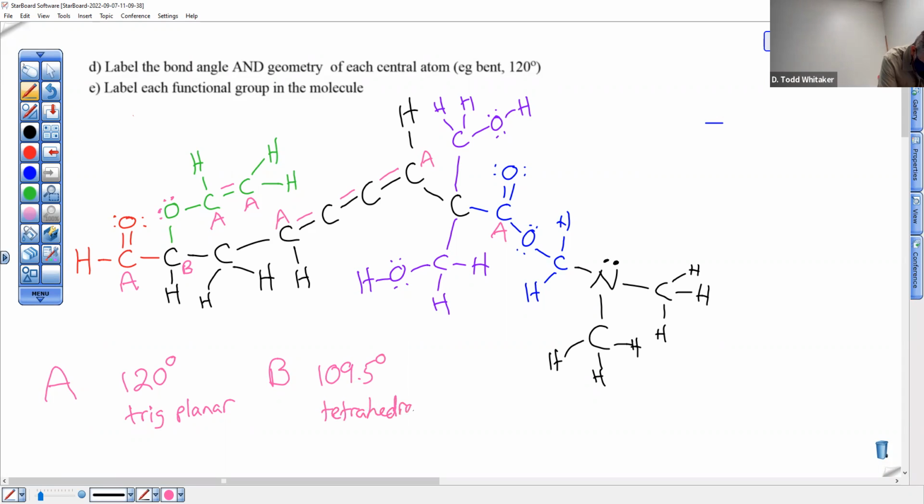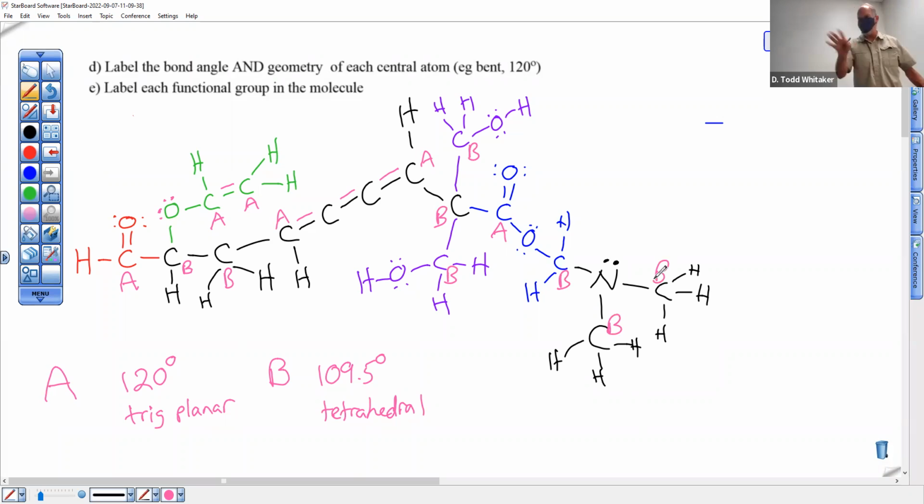Now let's go hunt down all the tetrahedrals. There's a B here. There's a B here. B, B, B, B, B. And that N is not tetrahedral, is it? Even though it's sp2? We'll come to that when we get to that. I'm going left to right until I'm done.